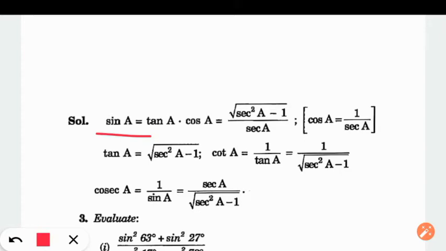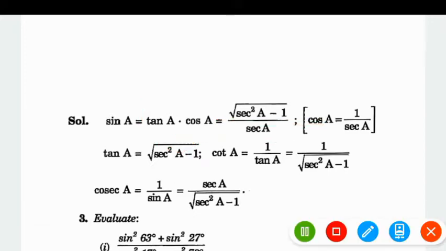How do we convert? Now we know that tan is sin by cos. So we can write tan A into cos A, which gives you sin A. Now tan A we know it is root over sec square A minus 1. Right? And in place of cos A, we can write 1 by sec A. So this is what we have, sin A in terms of sec A.